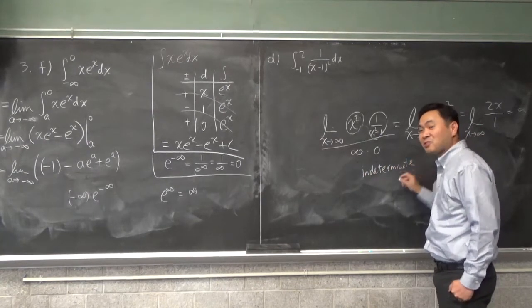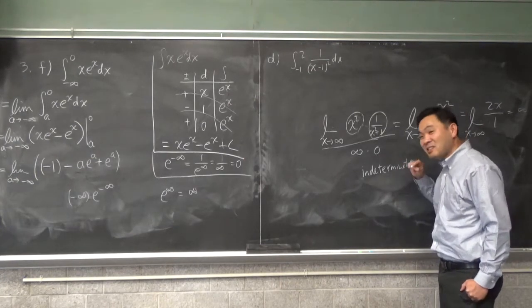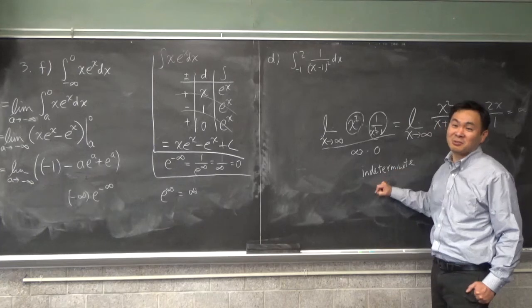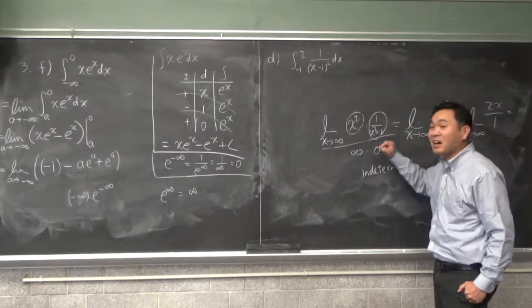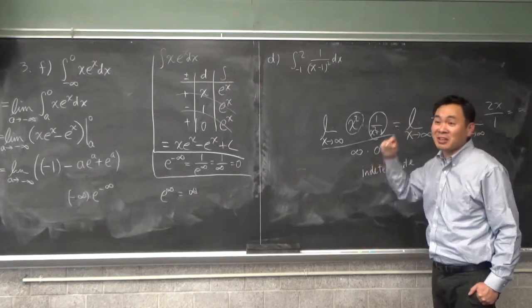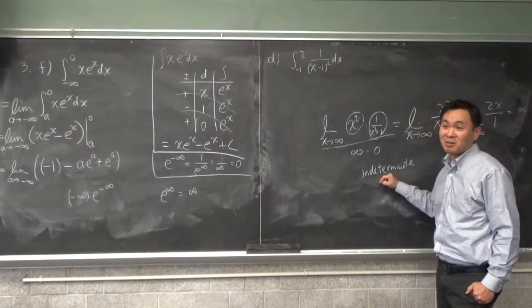Indeterminate is different than does not converge. Don't confuse things, okay? Indeterminate means you can't determine it, you have to do more work. Does not exist means we know that the limit does not exist. That's a piece of knowledge. Here, it means we don't know. There's a difference.